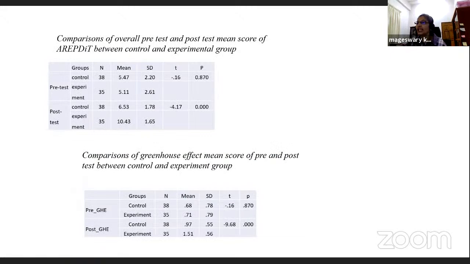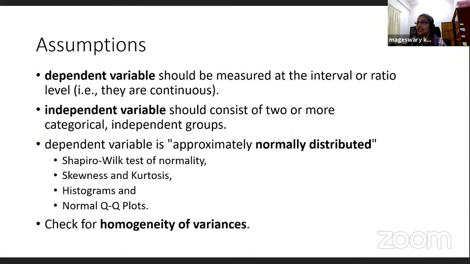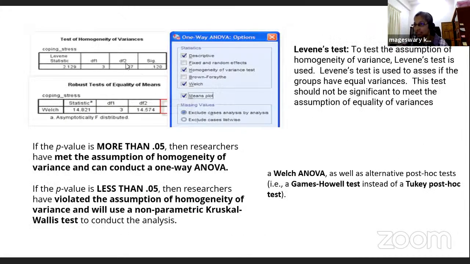Homogeneity of variance, you will actually check using Levene's test. So this is the Levene's test. When you run a Levene's test, if the assumption for homogeneity of variance is met, that means you must get your significance value more than 0.05. So it should be more. There should be no significant difference.